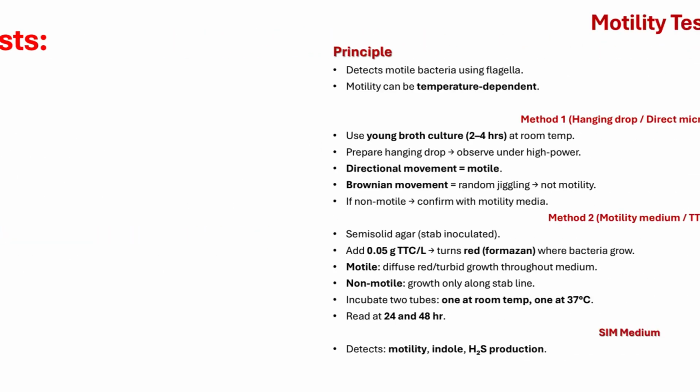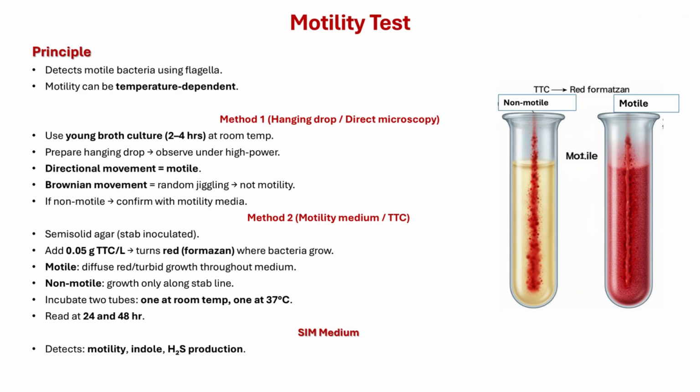Motility tests. Most bacteria are motile due to the presence of flagella. Motility may depend on temperature, with some bacteria motile at room temperature but non-motile at 37 degrees Celsius. In the direct microscopy method, a young broth culture, 2 to 4 hours old, is prepared at room temperature. A hanging drop preparation is made by placing a drop of broth on a cover slip and inverting it over a ring on a slide.